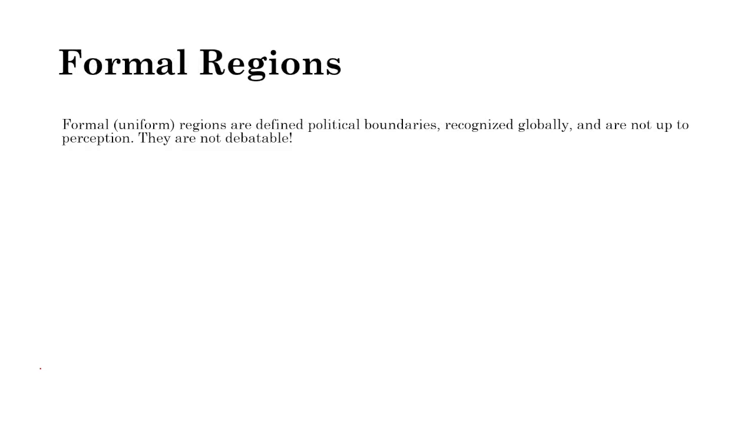So the first type is a formal region. These are the ones that are not up to debate. They're based on defined political boundaries. They are recognized globally, and they will not vary from person to person. They're typically formed by some legal document like a treaty, oftentimes drawn up after a war, because historically how you got land was through war or conquering it.